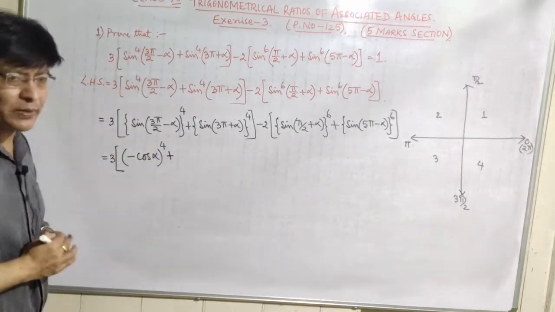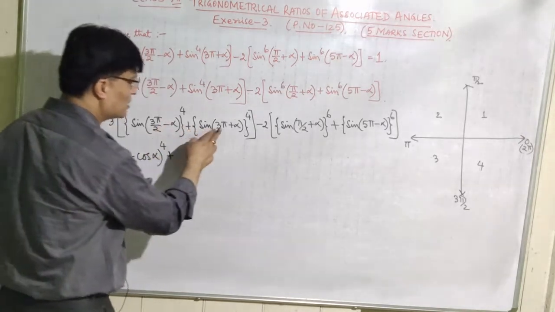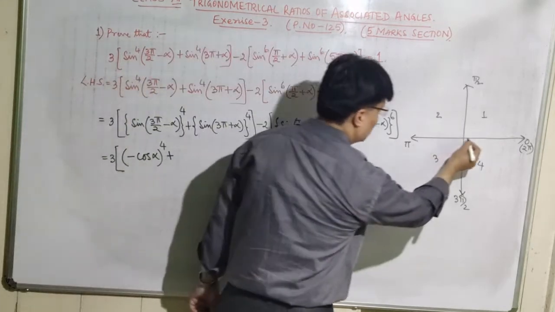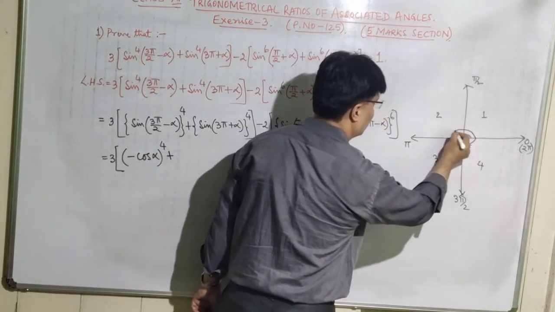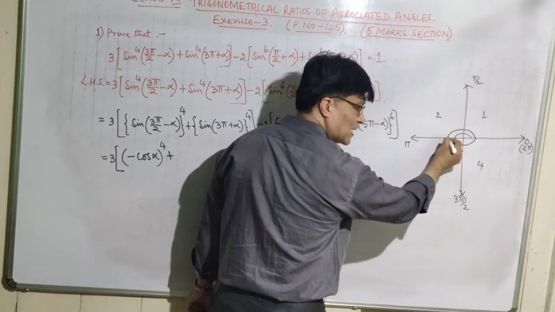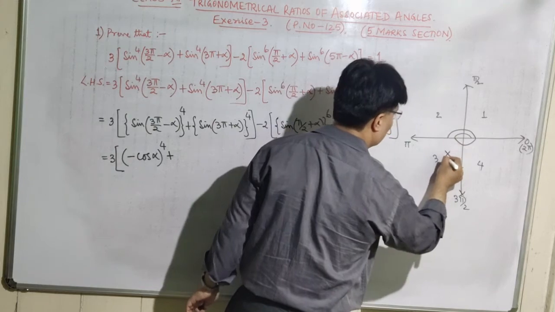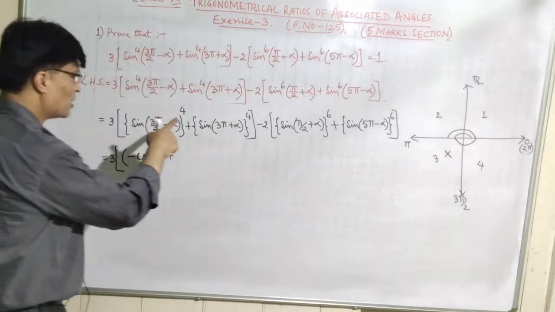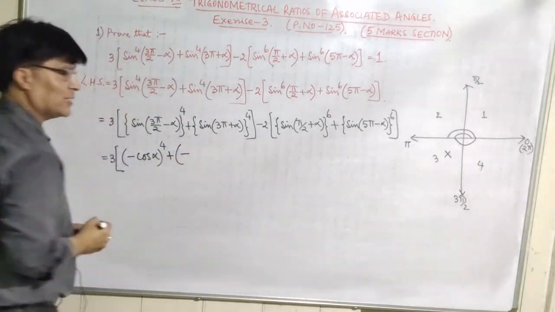Plus, now let us check this one. In which quadrant does this angle lie? 3 pi plus alpha. What is 3 pi? 3 pi means 1 pi is half round, 2 pi is full round, 3 pi is again a half round. Then 3 pi plus alpha means it lies in the third quadrant. Is that clear? And in the third quadrant, sine is always negative. So it is minus sign.